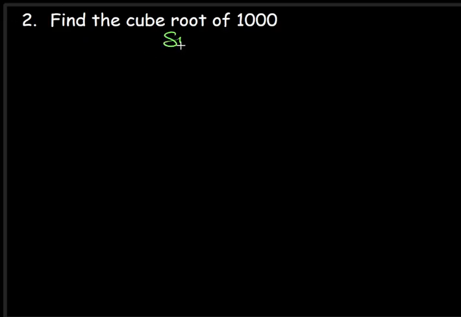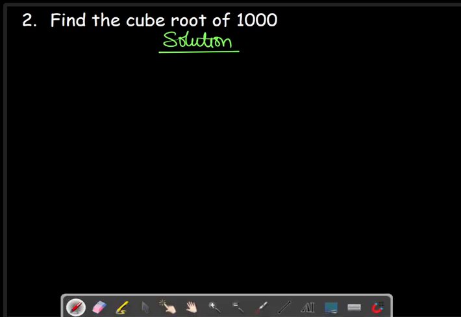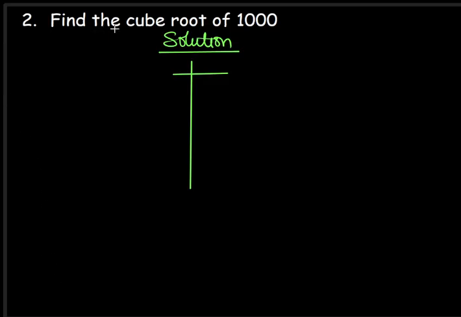Okay, so we move to the next one. Find the cube root of 1000. Let's see what that will give us. I know that is simple, but I just want to use it to give an explanation of what we do when we are dealing with finding squares, square roots and cube roots of large numbers. Okay, so we have 1000.